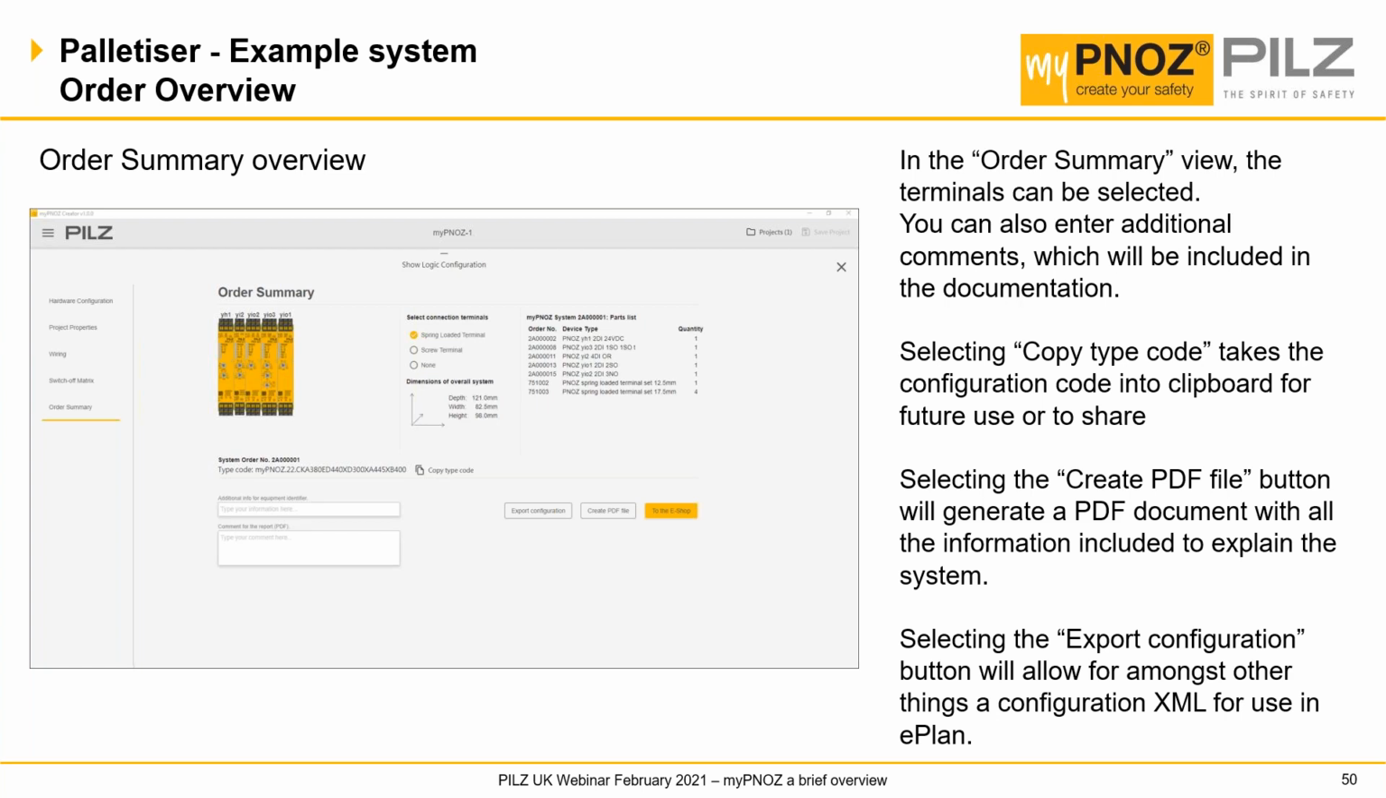As mentioned earlier, this is the information you can give to a distributor to order the same component that you've just developed. Selecting Create PDF file will generate a PDF documentation with all the information we have done so far included to explain the system. And finally, there's an Export Configuration button, and this, amongst other things, generates an XML file for use with ePlan.